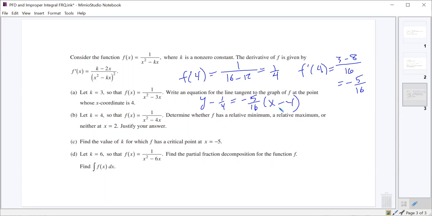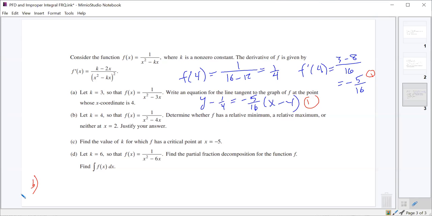Everybody good with that part? That part was easy, I hope. Okay, and that was just worth 2 points. 1 point was for the slope. 1 point was for the entire equation.